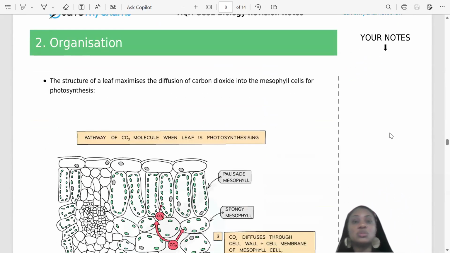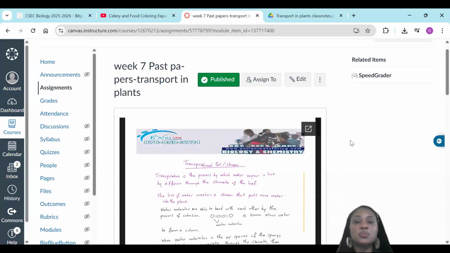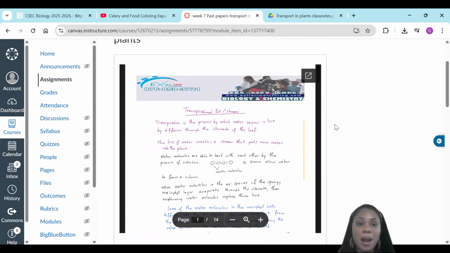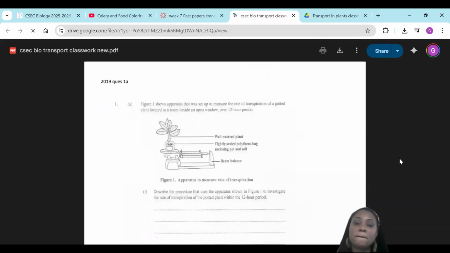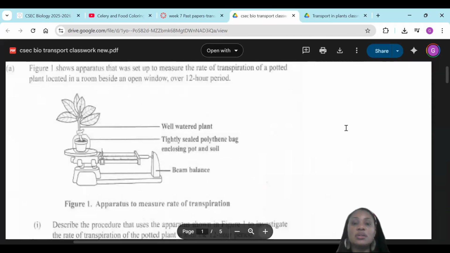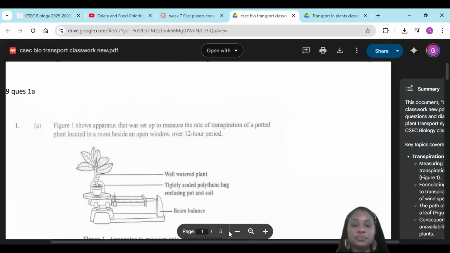So that's the handout. So now that we have looked at that, we're going to go back now to the classwork and see what we have to do. So the week 7 classwork has the handouts, a tutorial video, and then the past papers. So let's see now what you can be asked in CXC based on what we covered today.